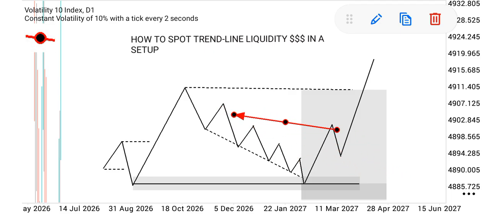Why did I say this is liquidity? Let me explain something to you. You see this point, this point, this point, this point. These are points where most traders are placing entries. Most traders are placing an entry here, some an entry here, some here, some here.